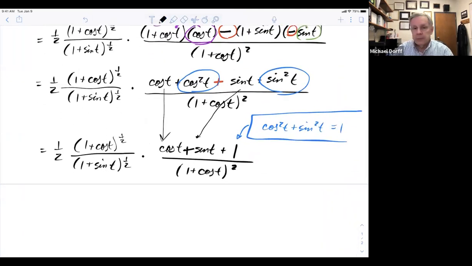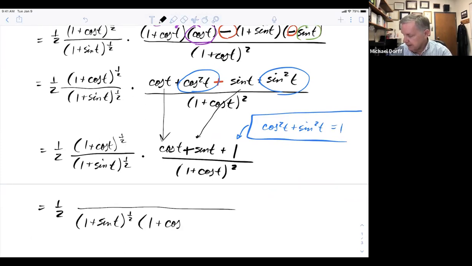And then finally, I notice I have a 1 plus cosine t to the 1/2 in the numerator and a 1 plus cosine t squared in the denominator, so I can simplify those. How does that work? Well, I've got 2 of those 1 plus cosine t's in the denominator. That's what the square means. And I have a 1/2 of one of those in the top. So if I divide out a 1/2 of those, both on the top and the bottom, in the bottom I still have my 1 plus sine t to the 1/2, but now I'm going to have 1 plus cosine t to the 3/2, because we had 2 in the bottom and we had 1/2 in the top. When we reduce those, we get 3/2 in the denominator. And then in the top, I still have my cosine t plus sine t plus 1. And that is my final answer.